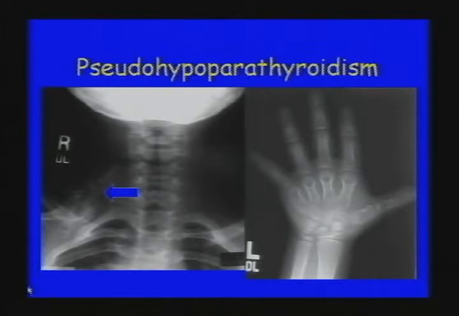Here's another patient that has shortening of pretty much all of the metacarpals, but you can see that there's metastatic calcification in the right supraclavicular region, and this is pseudohypoparathyroidism.